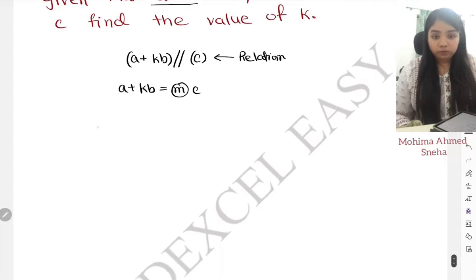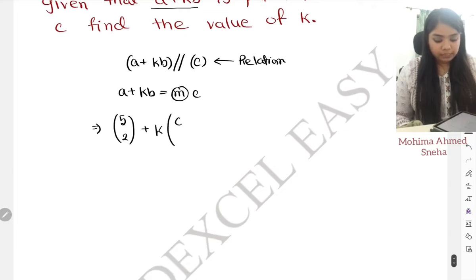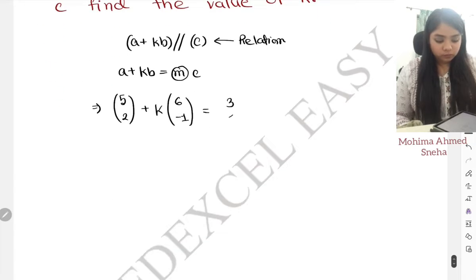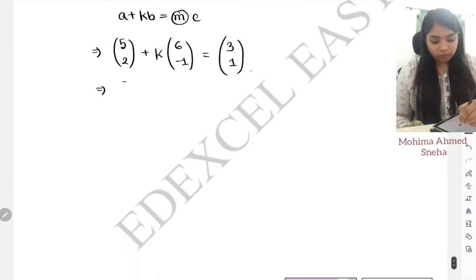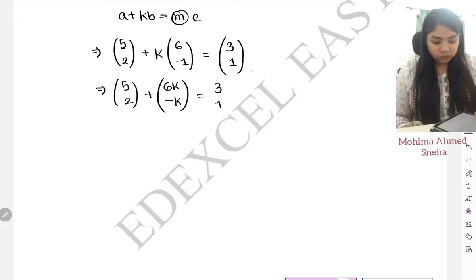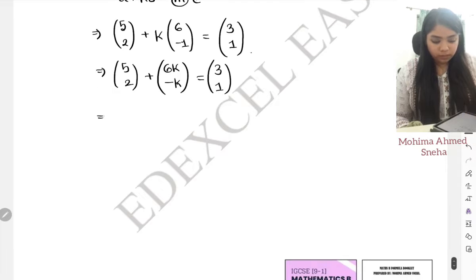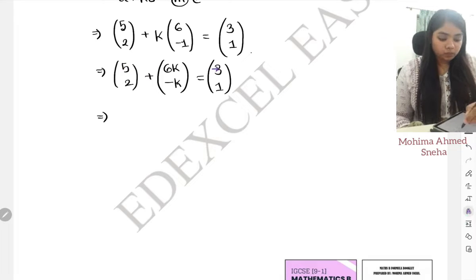Value for A was 5, 2. So you get 5, 2 plus K. B was 6 minus 1 is equal to C is 3, 1. So you have 5, 2 plus 6K minus K is equals to 3 over 1. And finally, you can write what this actually vector indicates is that all the vectors in the first column are equal and all the vectors in the second column are equal, right?